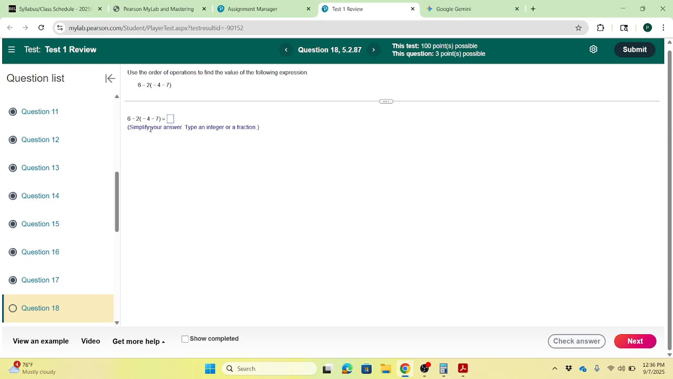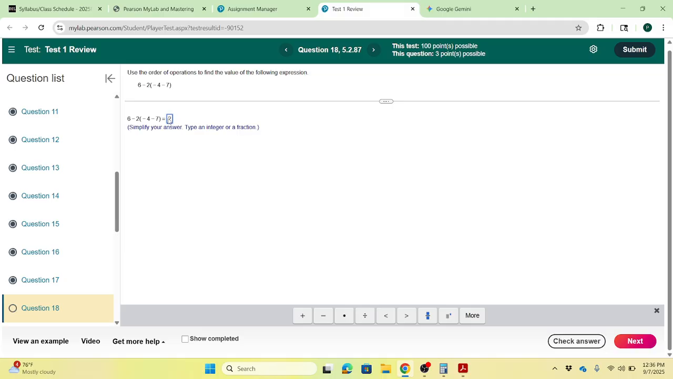Let's go to the next problem. Again, do the operation inside the parenthesis. -4, -7 is -11. Multiply that by -2. So that would be +22 plus 6 is 28.